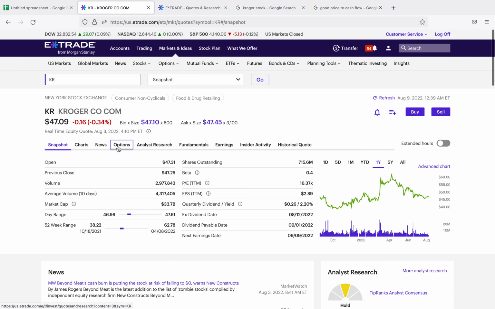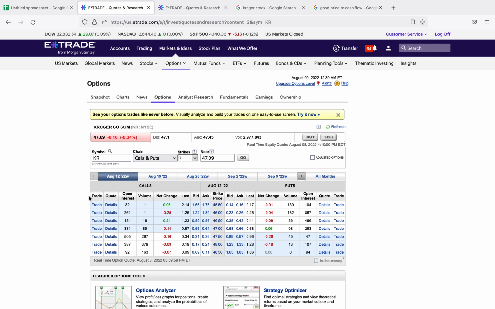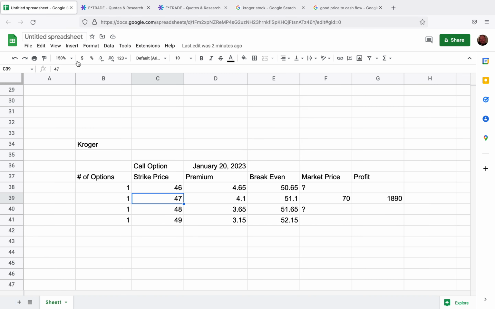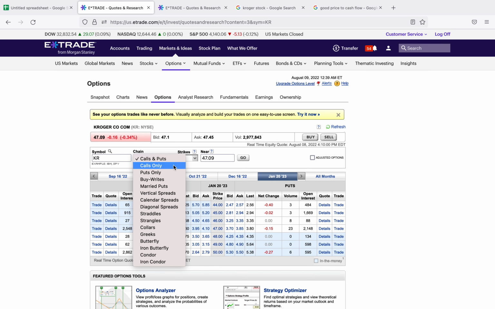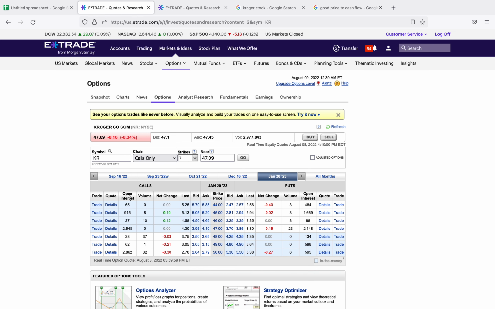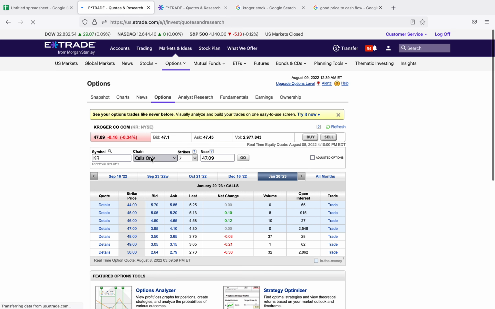And we're going to take a look at their options. On here, I actually picked this in advance. We're going to say January 20th of 2023. So there's a contract. The contract has an end date, an expiration date. So in this case, it's January 20th, 2023. And again, we're going to buy a call option. We're trying to profit from it going up in this example. So then we're going to hit go here.